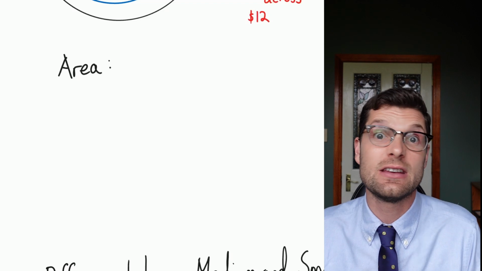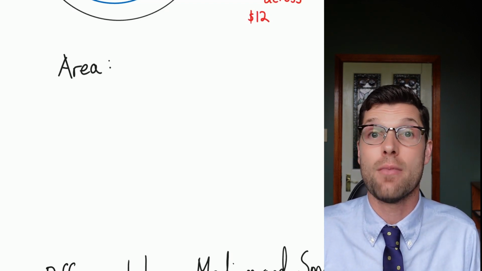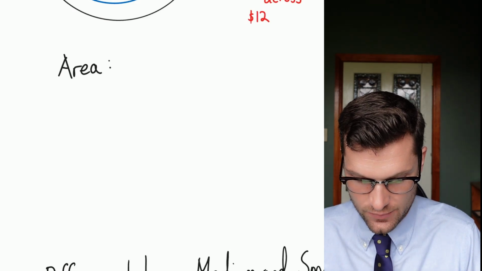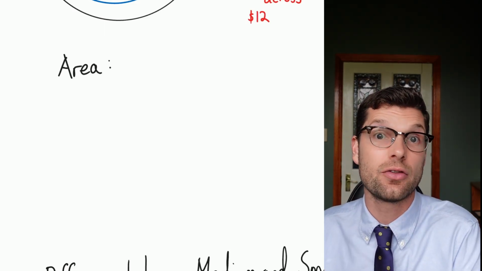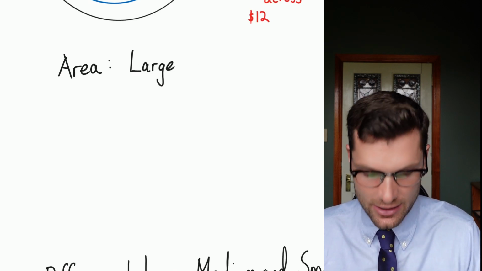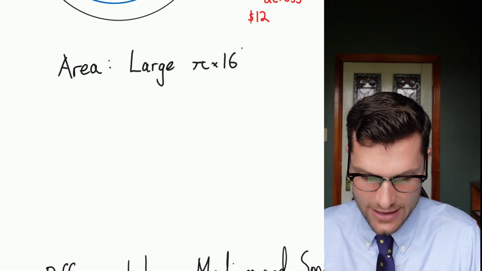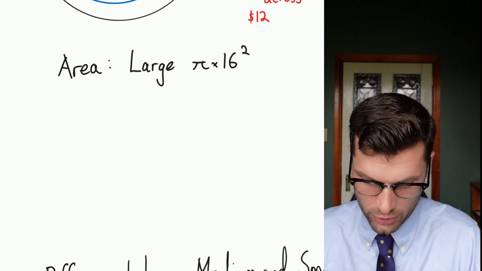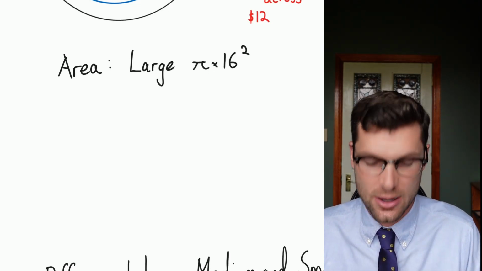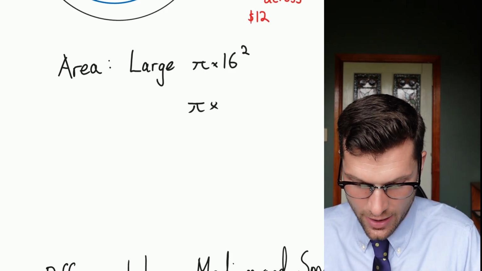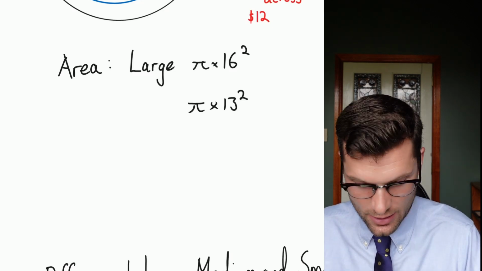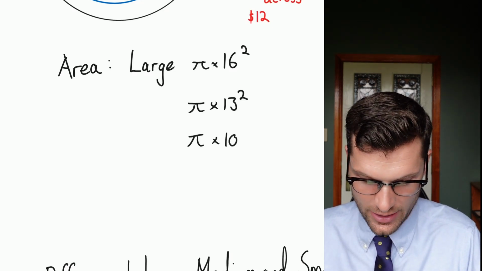So all we've got to do is find out the area of each one and then minus them from each other. So if we're looking at the area of the large first, all we've got to do is take the 32 centimeters, which is the large, take half of that because that's the radius, and the large then has an area of pi multiplied by 16 squared. The medium is 26 centimeters, so the medium is pi multiplied by 13 squared. And then the small is 20, so it's pi multiplied by 10 squared.